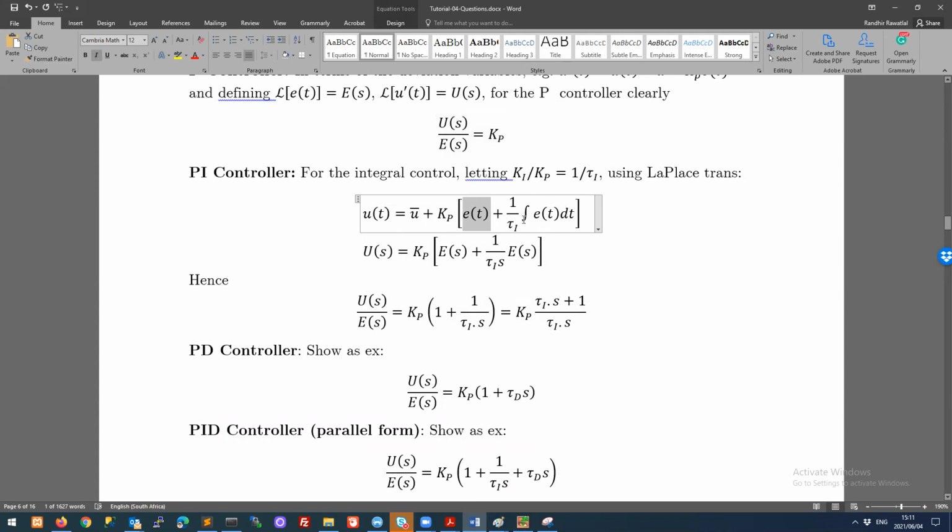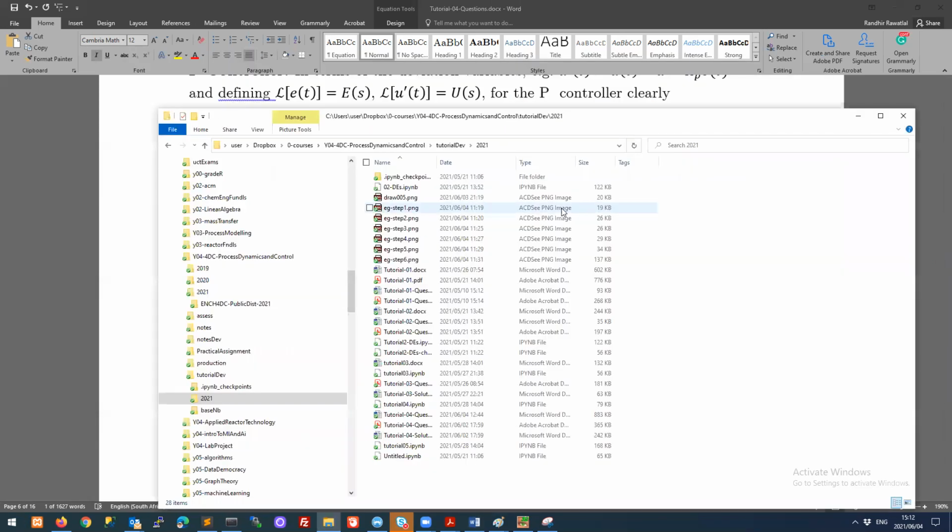So the integral of the error adds a part that's proportional to the control action to be taken. And if you recall the Laplace transformation of the integral, that gives you 1 over s times the transformation of the kernel. So you get a function like this. Then if you group out an E of s here, and of course we want the transfer function, U over E, that leaves us with 1 plus 1 over tau I s. And then you can rewrite that by putting both terms over tau I s. So that's the transfer function for your PI controller. And if you followed the notes and are up to date with the course, you will know how to read that.